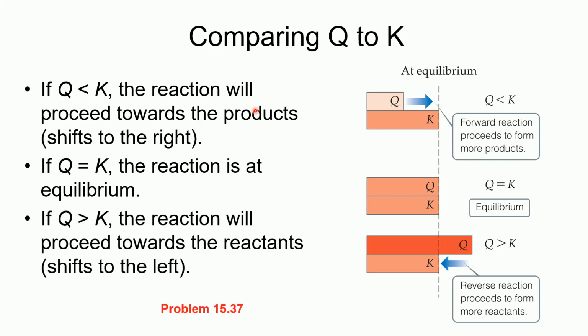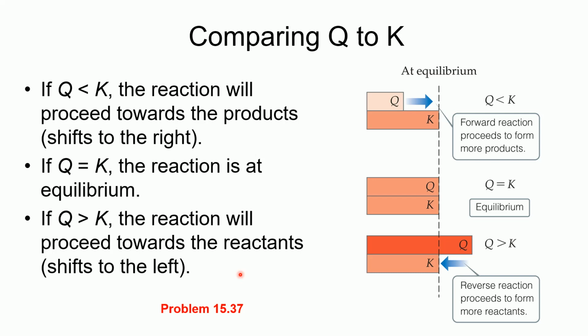Finally, if Q is greater than K, then the reaction will proceed towards reactants. In other words, the reaction will shift to the left. The concentration of products will decrease, and the concentration of reactants will increase until Q is equal to K. So that is how we compare Q and K. Now what we want to do is look at an example where we can compare Q to K and see which direction the reaction will shift to get to equilibrium.